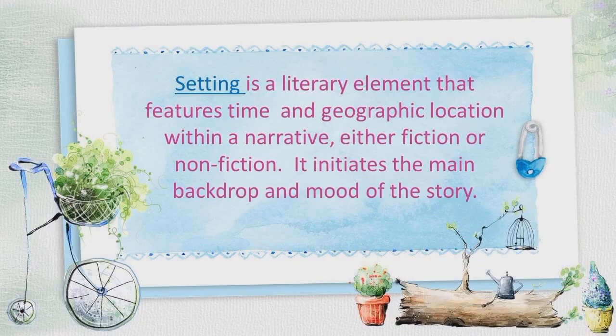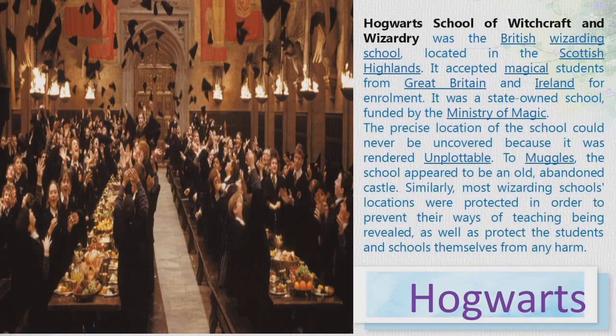Next is the setting. Setting is a literary element that features time and geographic location within a narrative, either fiction or non-fiction. It initiates the main backdrop and mood of the story. So setting gives you the time, the place, the mood, the environment, and even the tone of the story. So if we are talking about Harry Potter, you have your Hogwarts as the main location, and of course a brief description of the place.